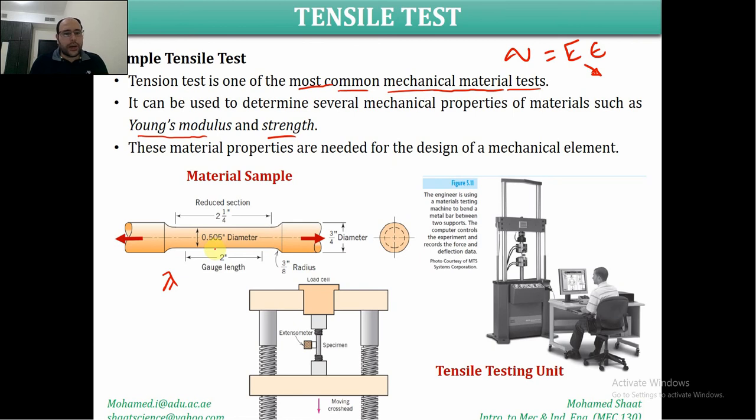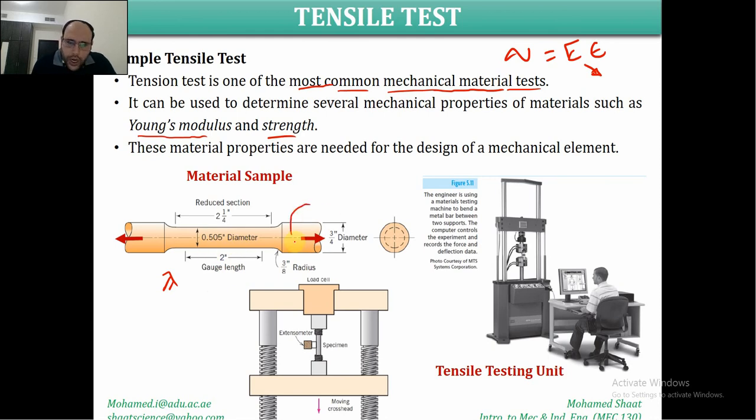And it is cut with this diameter, which is 0.505 inches. This is in the American system. This double dash indicator is inch, and the gauge length, this is the original length. So the gauge length indicates the original length of this material before the tensile test. It is 2 inches. And there is an extended length, which is a reduced section, to this other length, which is 2.25 inches. And in addition, we're going to have an increase in the diameter at 3/4 inches. And this diameter is going to be 0.505 inches. As I mentioned, this is the diameter of the material sample.